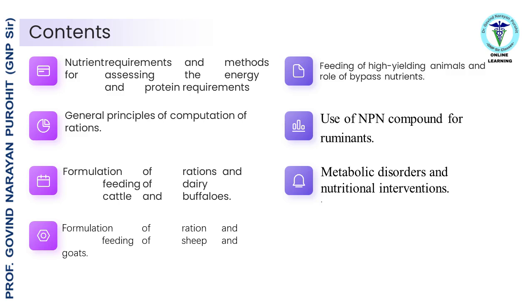Here are the contents of today's talk. 1. Nutrient requirements and methods for assessing the energy and protein requirements for maintenance and production. 2. General principles of computation of rations. 3. Formulation of rations and feeding of dairy cattle and buffaloes. 4. Formulation of ration and feeding of sheep and goats. 5. Feeding of high-yielding animals and role of bypass nutrients. 6. Use of NPN compound for ruminants. And 7. Metabolic disorders and nutritional interventions.